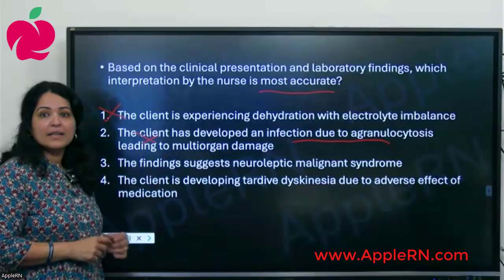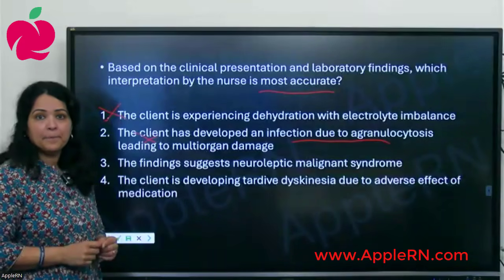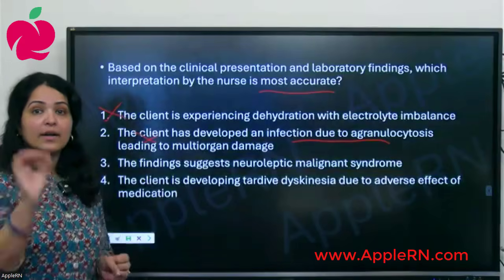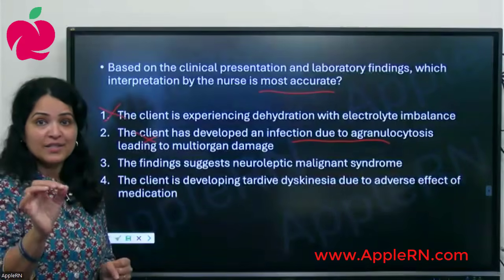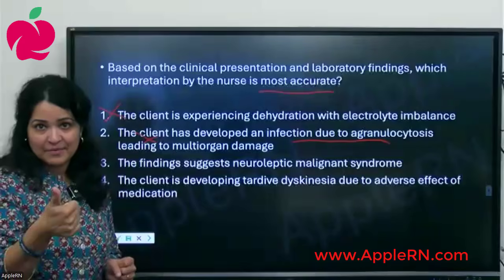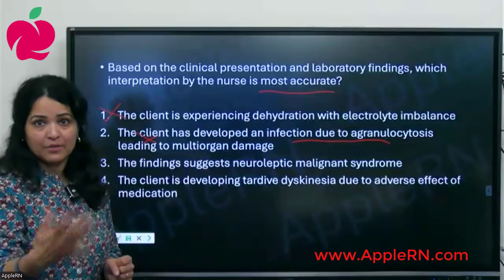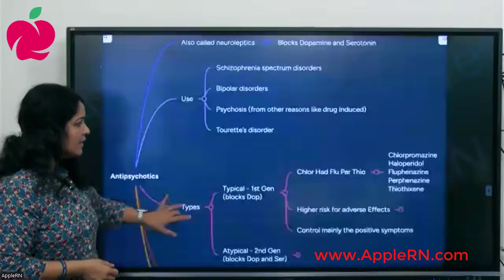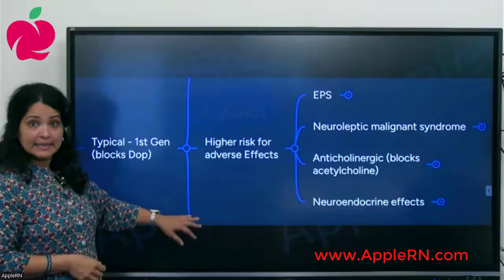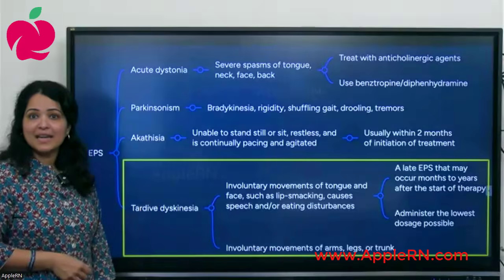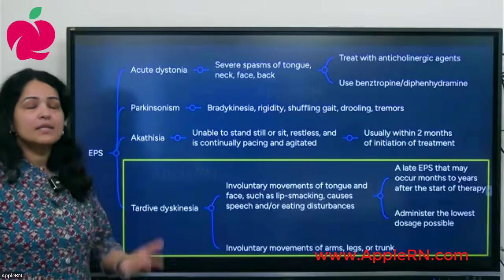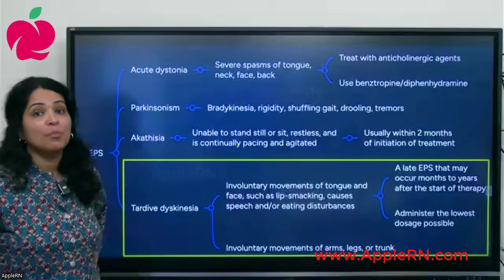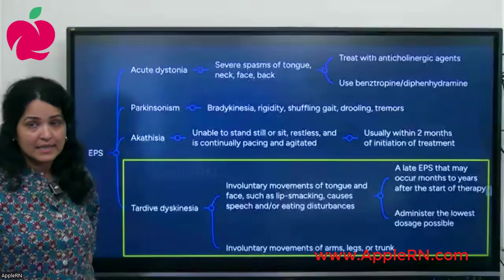Now, how about tardive dyskinesia? Can antipsychotics cause tardive dyskinesia? Answer is yes, because that's part of the EPS, so it can cause tardive dyskinesia. But what have we learned about tardive dyskinesia? What is something which is going to help me eliminate tardive dyskinesia?